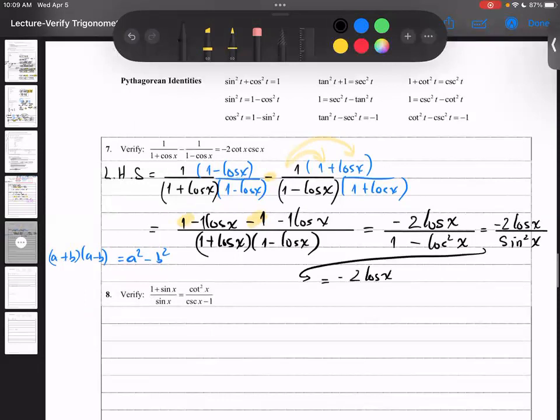For sine squared x, can I split them into sine x times sine x? Is that okay? Is that all right? It's the same thing, right? It's like x times x is x squared. What is this equal to? The one in the green bubble.